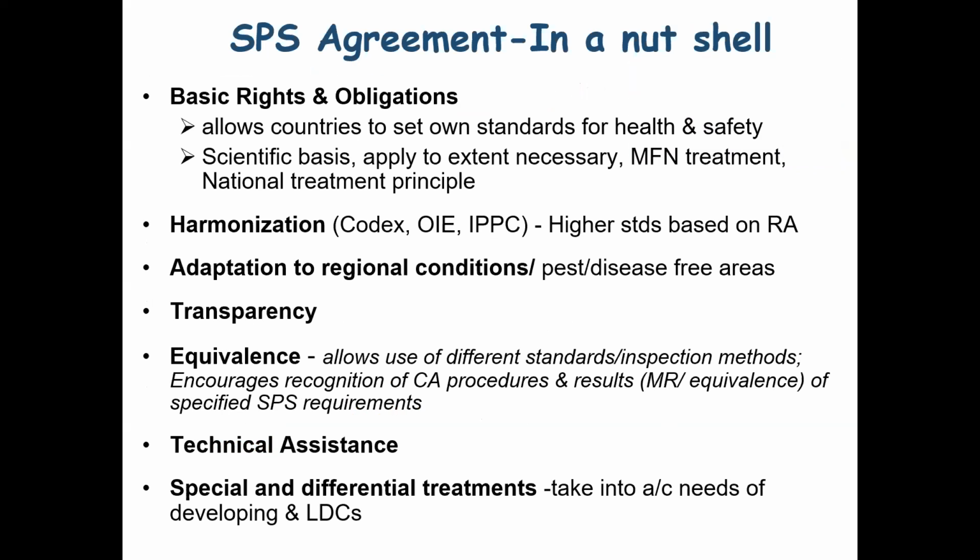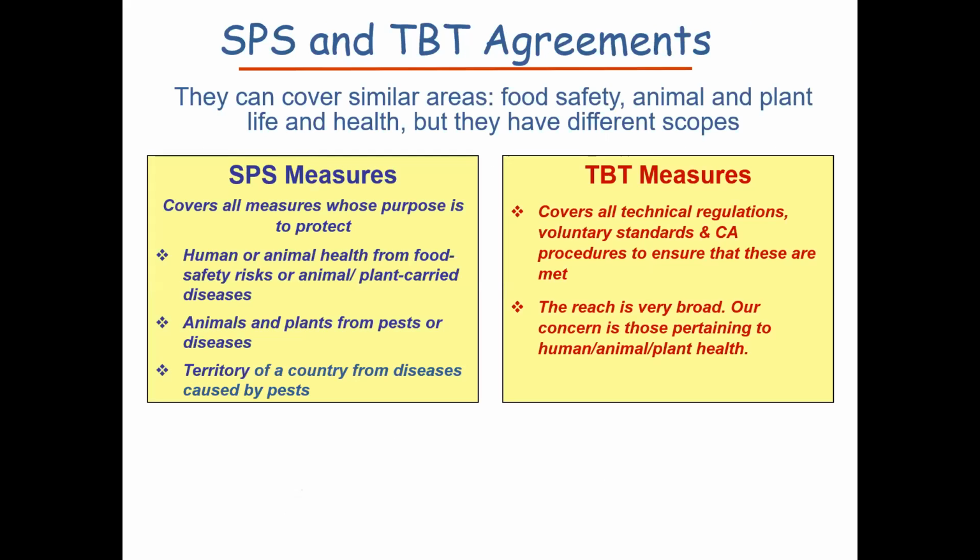So in a nutshell, their basic rights and their obligations and important clauses are: harmonize with the international standards. But if you want more stringent, base it on a risk assessment. Provision for adapting to regional conditions, so you can have a little difference based on regional conditions. Transparency is needed, which means you need to notify, you need to have these measures available transparently, and every country should be aware of them. There is the provision of equivalence, technical assistance, and special and differential treatments. So this is the agreement.